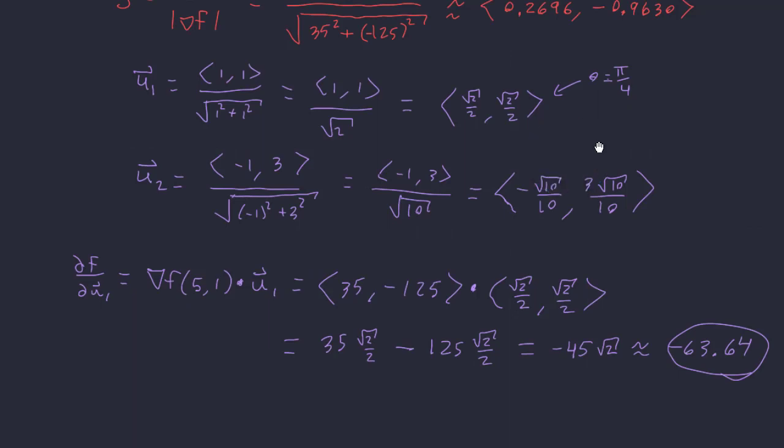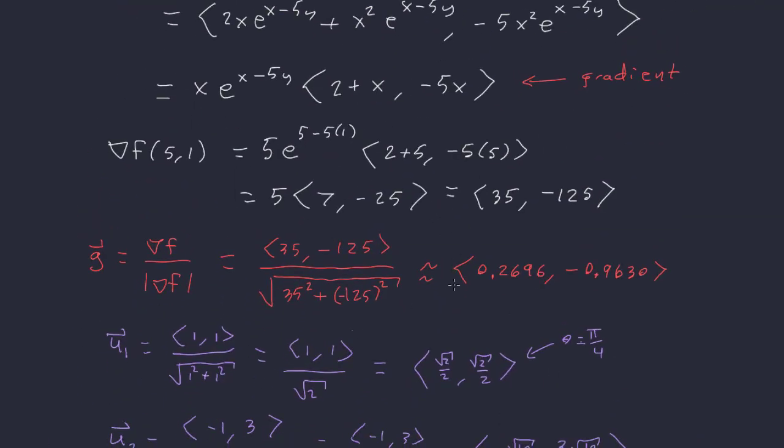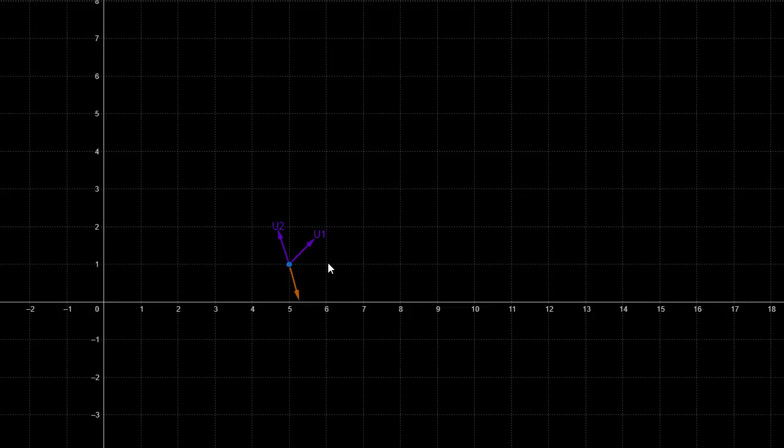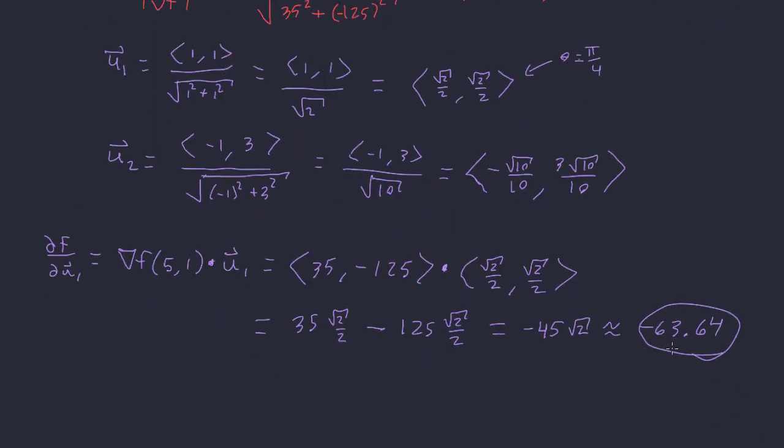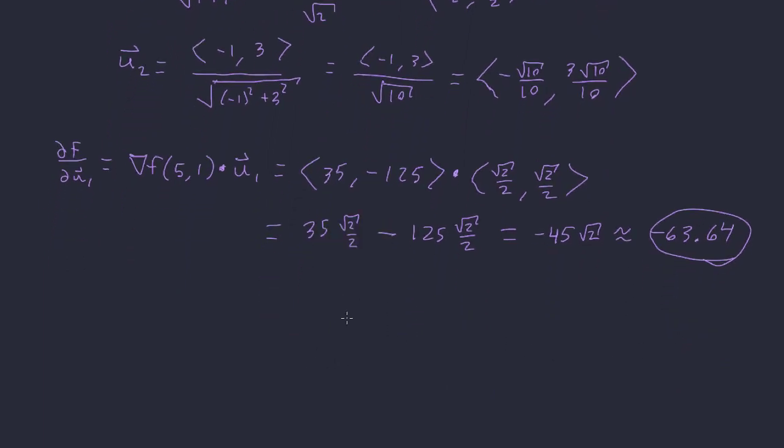Okay, we didn't actually calculate the magnitude. Oh, we did. I just didn't write it. The magnitude of the gradient is about 129.81. So this would be about 129 going in this direction, and what we found in this direction for u1 was about negative 63.64.